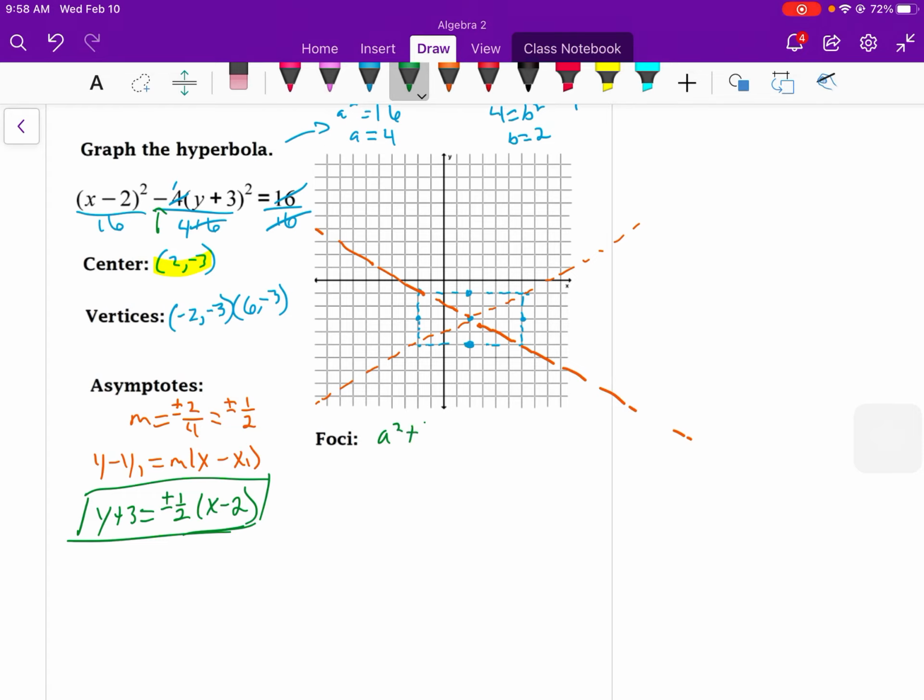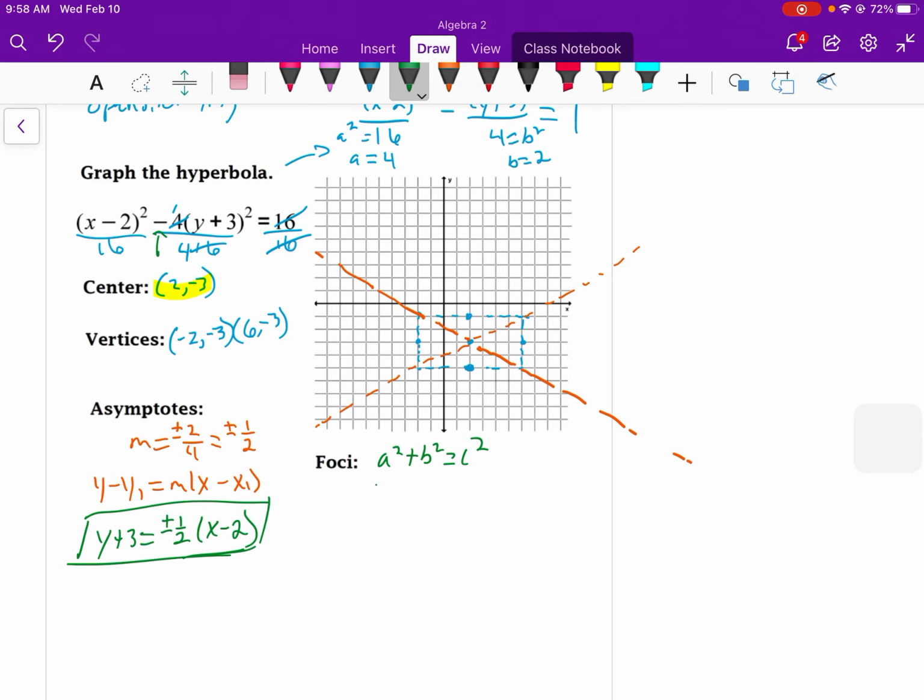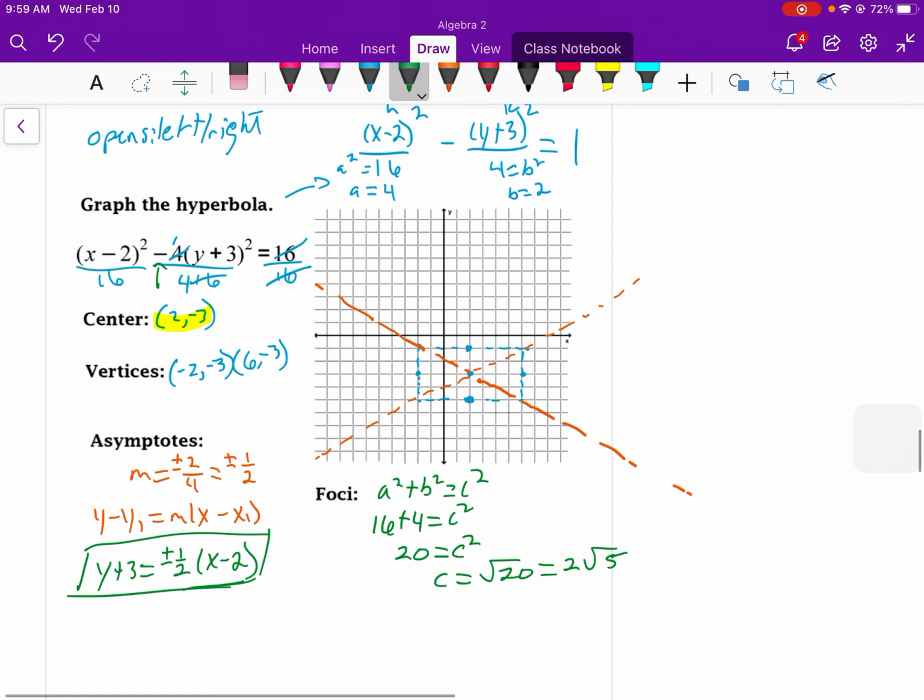Now for our foci, since it was minus, our equation is going to be a squared plus b squared equals c squared. So we have 16 plus 4 equals c squared, so 20 equals c squared. So c equals the square root of 20. We solved the square root of 20 earlier, and that was 2 square roots of 5. It opens left and right, so it's 2 square roots of 5 left and right from the center. That's just greater than 4, so that'll be there and there.